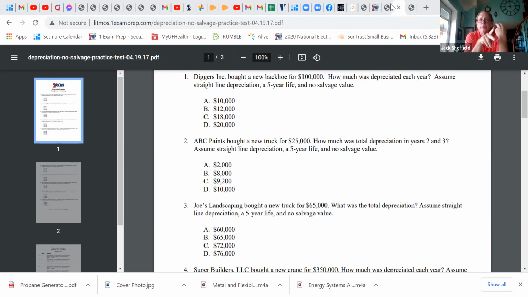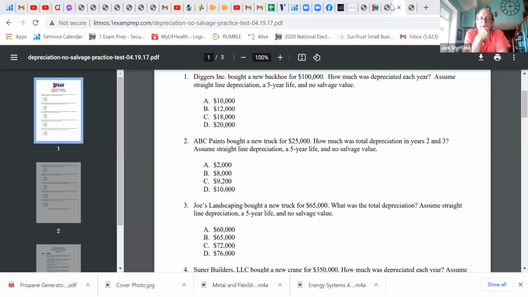2 gets a little trickier because you got 2 years worth and you've got a year 2 and year 3. So it's 2 years, so you got to add them together. So it's the 25,000 divided by the 5-year life, 5,000 times 2 years, $10,000. Okay. They just put a little extra element in there, but you can figure this out.